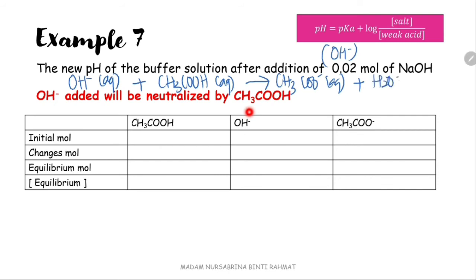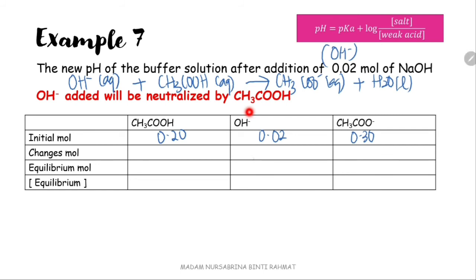Initially, my weak acid is 0.20 mole, and my ethanoate ion, which is from our salt, is 0.30 mole. The OH minus added is from NaOH, with 0.02 mole. The buffer component that is neutralizing our added base will be decreasing in the number of moles. How many moles it decreases depends on how many moles of base were added.